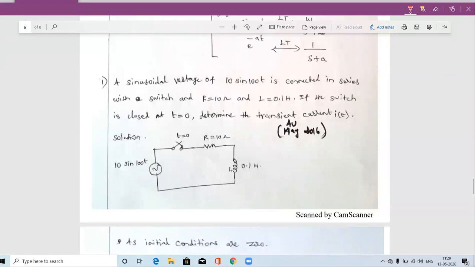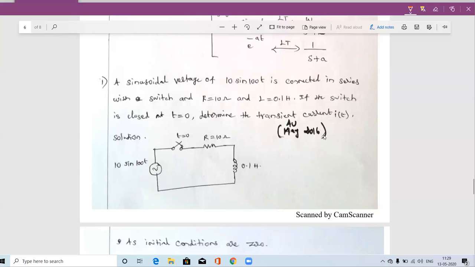You have to draw the diagram; here the diagram is not given, only the question. The question is: a sinusoidal voltage of 10 sin 100t is connected in series with a switch with resistance and inductance, values given. If the switch is closed at t equal to 0, determine the transient current i of t. This is the May 2016 question, a 13 mark question.